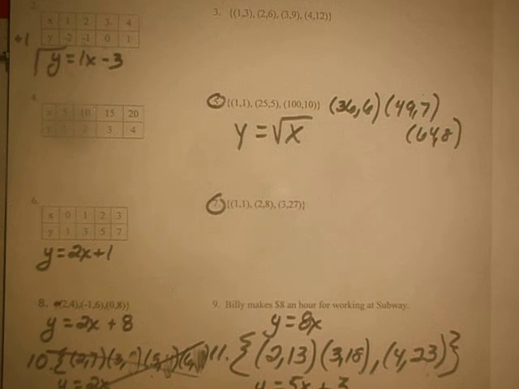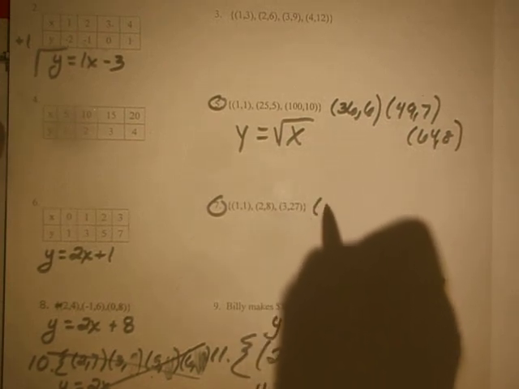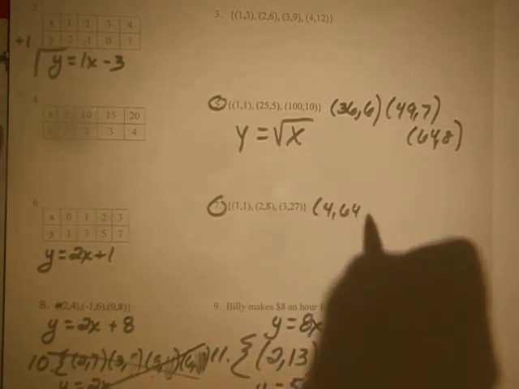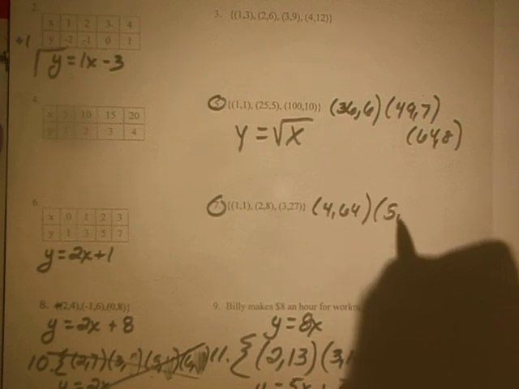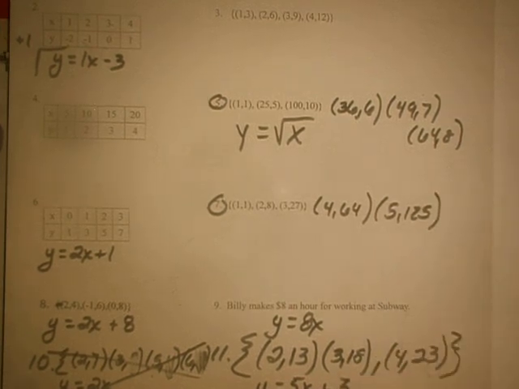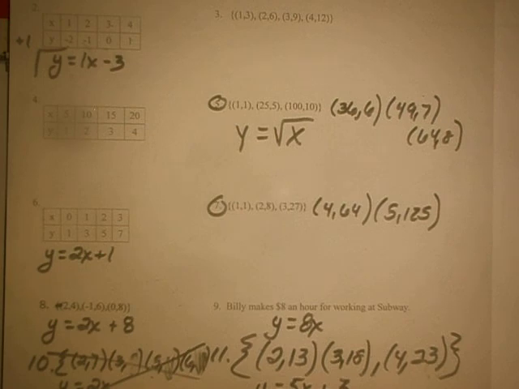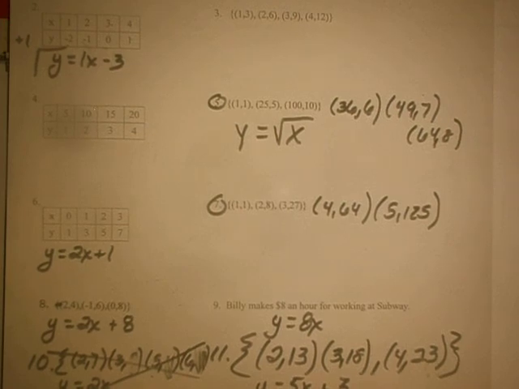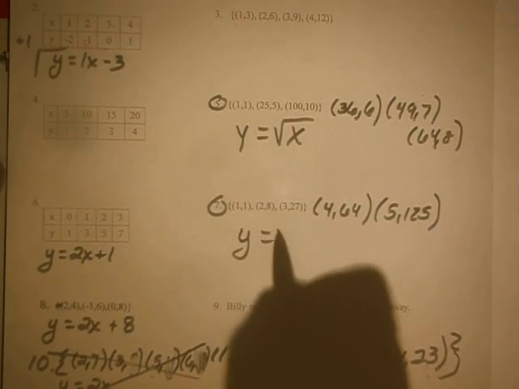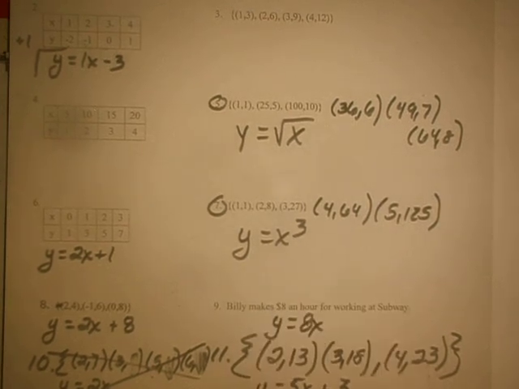And number 7, 1, 1, 2, 8, 3, 27. Your next numbers would be 4, 64, and 5, 125. Does anybody recognize this one? It's cubed. Y equals x cubed. And that one again, you just need to learn to recognize the squares and cubes.